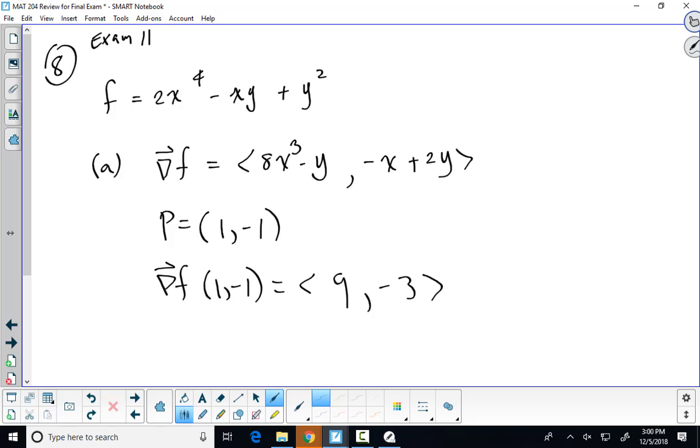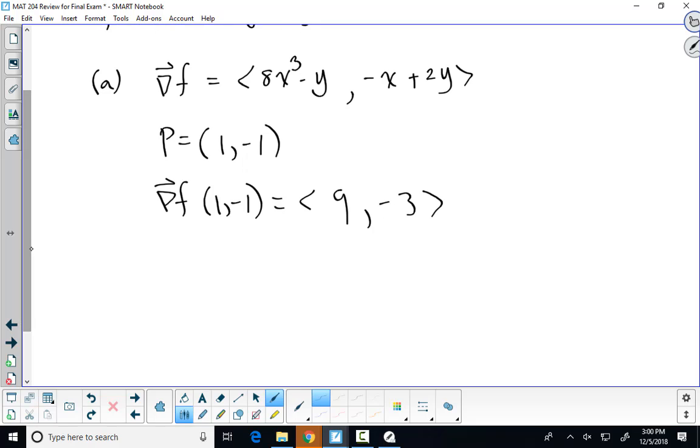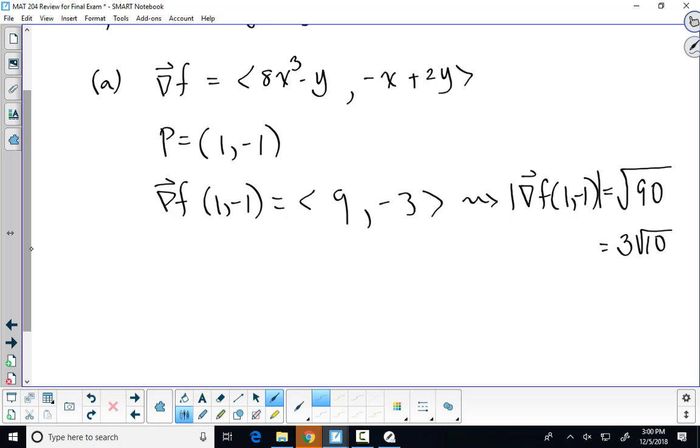So what is the direction of maximum increase? Typically we ask for unit vectors, the unit vector in the direction of maximum increase. So we find the magnitude of this gradient, which is the square root of 81 plus 9, that is 90, which is 3 root 10. The unit vector that points in the maximum direction is just the gradient divided by that. So we're going to have 3 over root 10, comma, -1 over root 10. And then we could rationalize the denominator if we want.